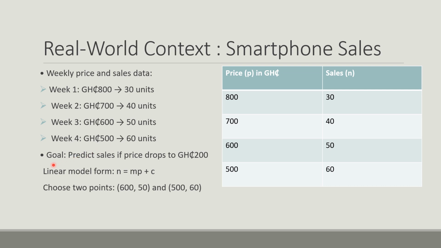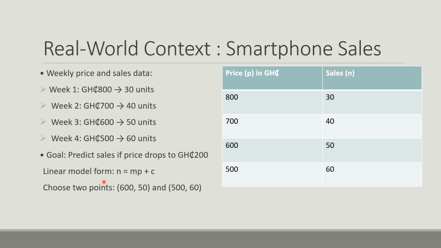So, what is the goal? The goal is to look at this trend and predict sales if the price drops to 200. So let's see the linear model for this particular context. The linear model is N equals mP plus c. This is the linear model.